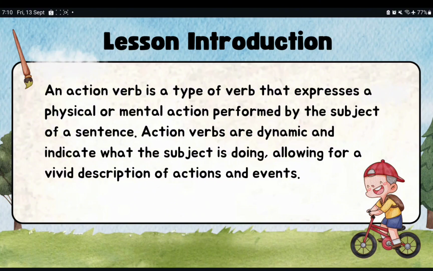In the lesson introduction, the teacher is going to define and give examples of what an action verb is. An action verb is a type of verb that expresses a physical or mental action performed by the subject of a sentence. Action verbs are dynamic and indicate what the subject is doing, allowing for a vivid description of actions and events.